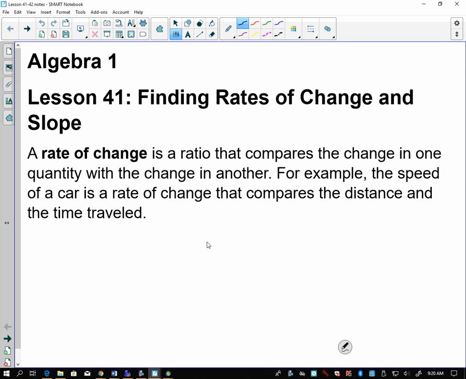All right. Let's see. Lesson 41, Algebra 1, finding rates of change and slope. Rates of change and slope. A rate of change is a ratio that compares the change in one quantity with the change in another.